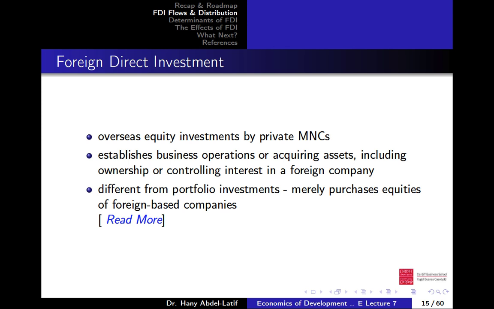So we will focus only on foreign direct investment. That means foreign investors go to another country and establish a business and acquire assets. That includes ownership, so they should have control or ownership of that investment. The OECD usually puts a threshold of 10%. So the minimum is 10% to be defined as foreign direct investment, to own 10% of that investment or project. So this is different from portfolio investment. And as I said, we'll focus mainly on foreign direct investment.